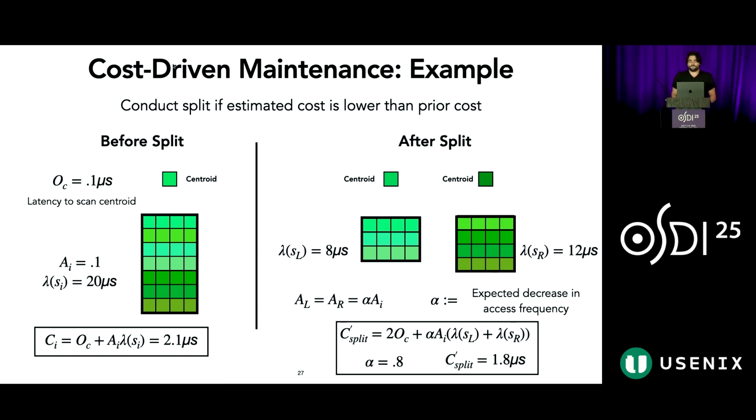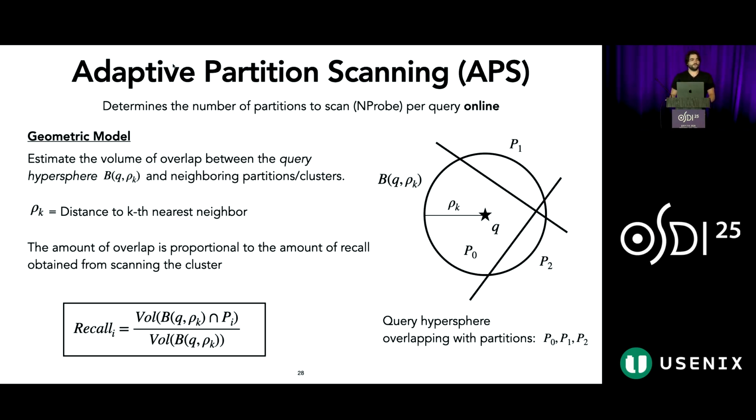So now let's talk about adaptive partition scanning. This is our method for determining the number of partitions we need to scan in order to meet a recall target. And this method, I want to be clear, is online, and we do this per query. So we developed a geometric model, which takes into account the geometry of the query and the neighboring partitions around it. Around each query, as you see on the right side of the figure, there is this sphere around the query where the radius of the sphere is the distance to the kth nearest neighbor. As we're scanning partitions, we have a current estimate of the distance to the kth nearest neighbor, and so that defines this hypersphere around the query, which is like our search radius.